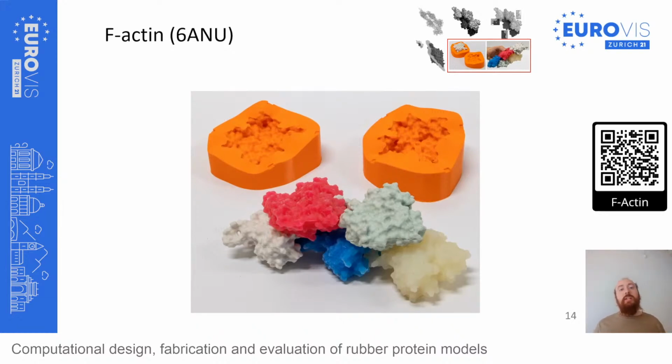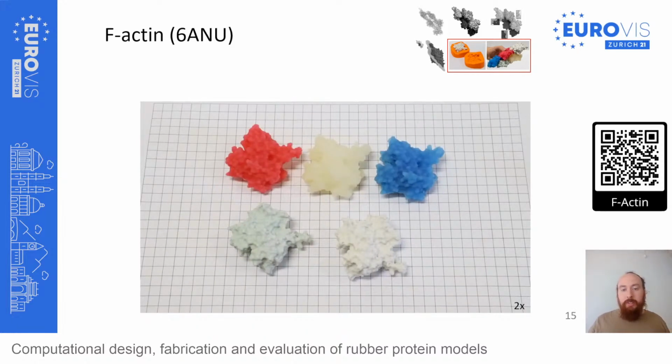So let's start with F-actin, which is a part of the cellular skeleton. What is nice about F-actin is that it forms indefinite polymers out of a single monomer that is repeated in this double helix structure. And this allowed us to use only a single mold for generating the same subunit all over and chain it in an indefinite polymer.